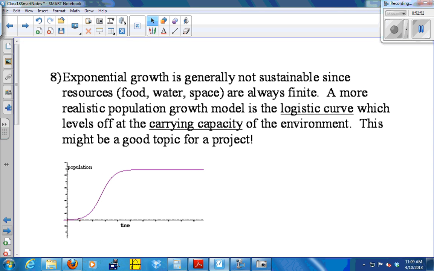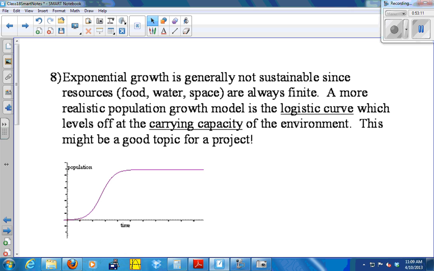So exponential growth is generally not sustainable because we see how quickly it grows, right? You can get really big, really fast with exponential growth. So it's usually not sustainable because resources and food and water and space are always finite. You don't have an infinite number of those things.